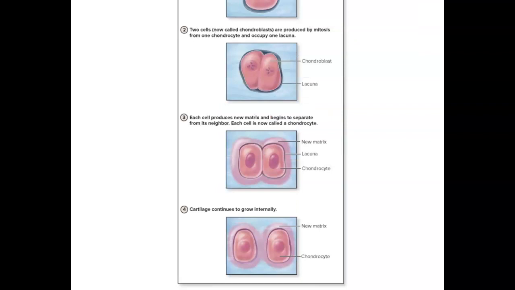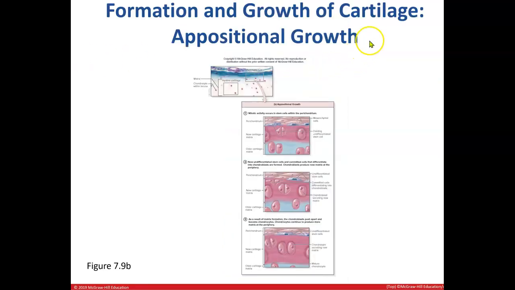So each of the new chondroblasts is going to secrete the new cartilaginous matrix, and then they begin to pull apart from each other, and they continue to secrete this matrix around themselves. So we're secreting cartilaginous matrix inside existing cartilage. That is interstitial growth. Secretion of new cartilage against the outside of existing cartilage is appositional growth.